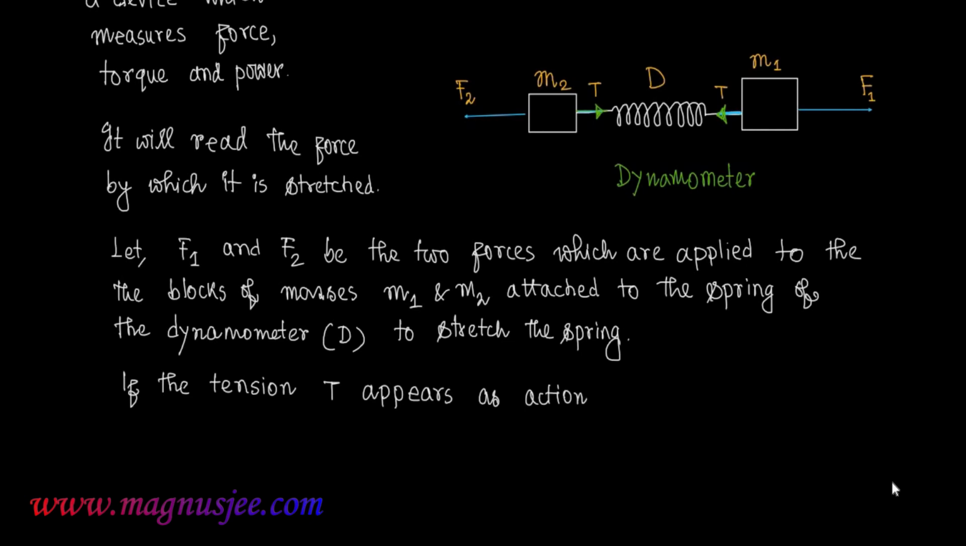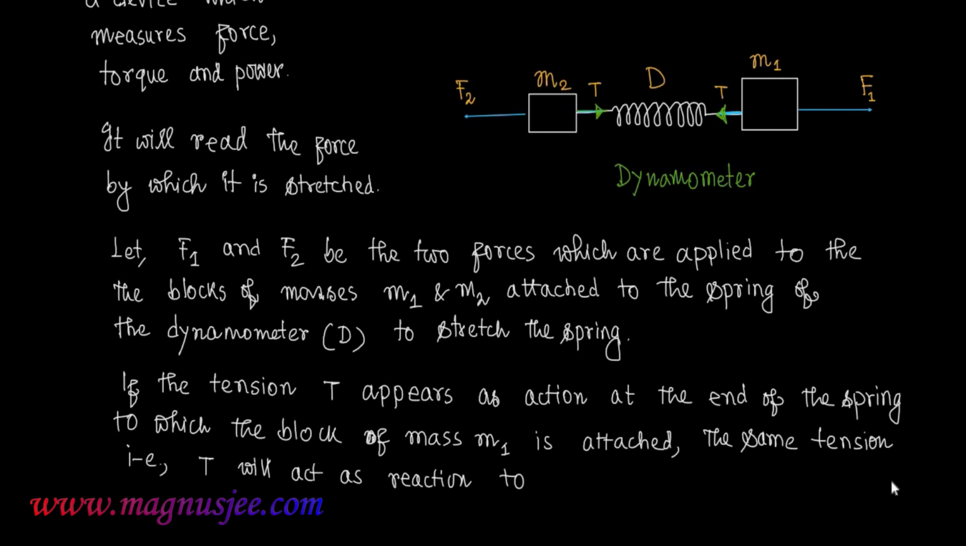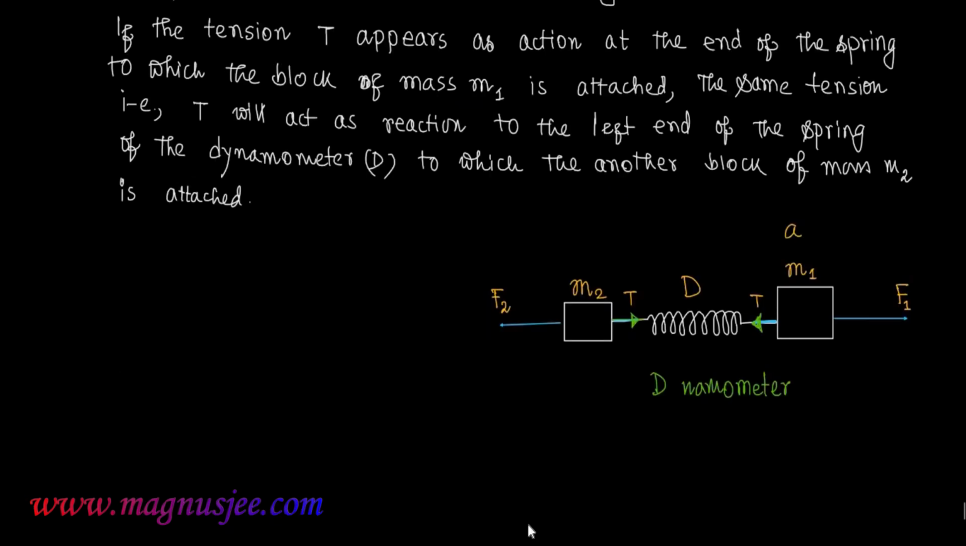If the tension T appears as action at the end of the spring to which the block of mass M1 is attached, the same tension T will act as reaction at the left end of the spring of the dynamometer, to which the other block of mass M2 is attached.